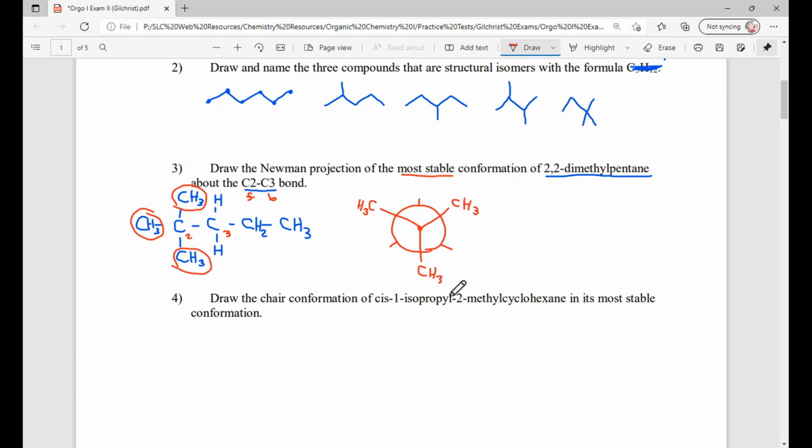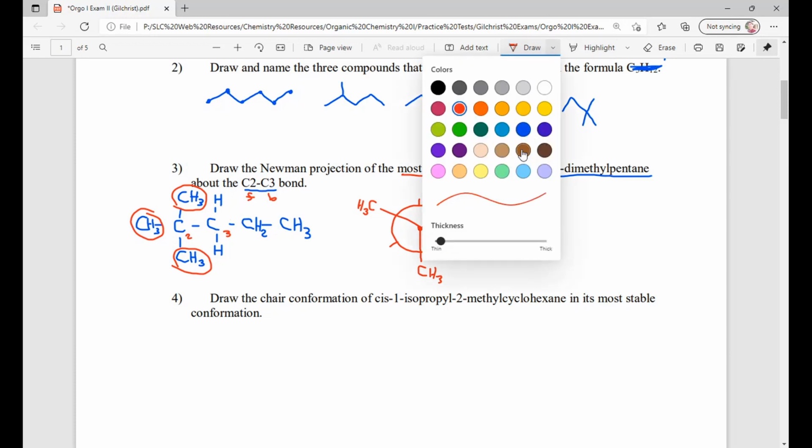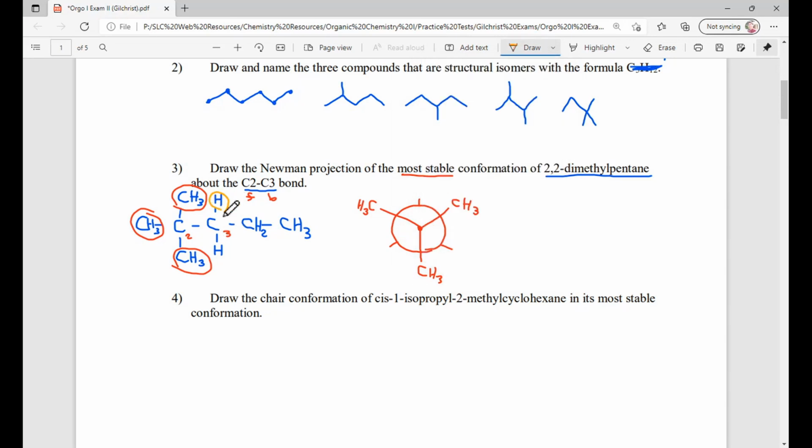And then my back carbon, my C3, has two H's. Well, actually, let me color those in a different color. What color do I want to use? Orange, why not? Okay. So here's my back. My back carbon, my C3, has an ethyl group and two hydrogens. So for that, I'm going to put two hydrogens and an ethyl group.